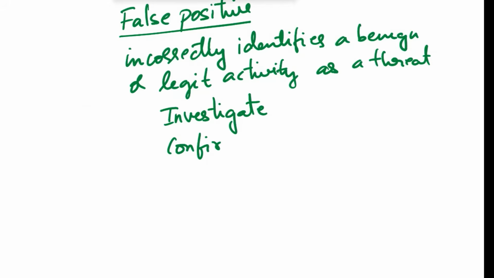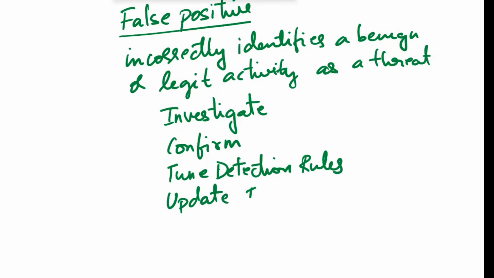Then comes confirm. Verify whether the activity was indeed benign or legitimate. Check for any explanation such as authorized user actions or system updates. Then tune detection rules. If the false positive was triggered due to an overly sensitive detection rule, consider adjusting the rule parameters or thresholds to reduce future false positives. Or you can also suppress these alerts for, say, system admins. You know that from this system this activity will happen during this time. You can add suppression rules for those. Another one that we can do is to update threat intelligence.